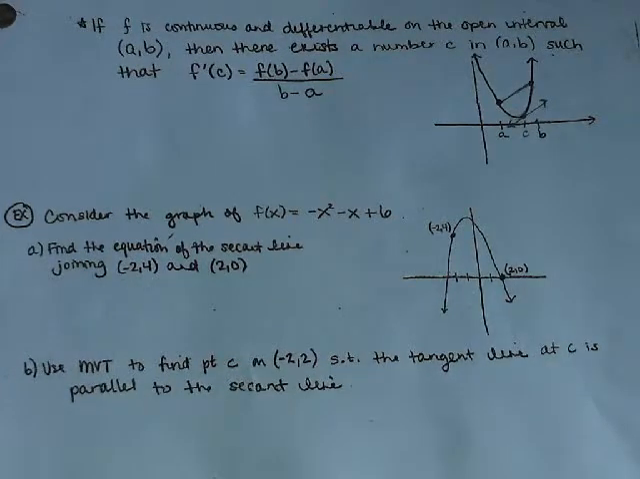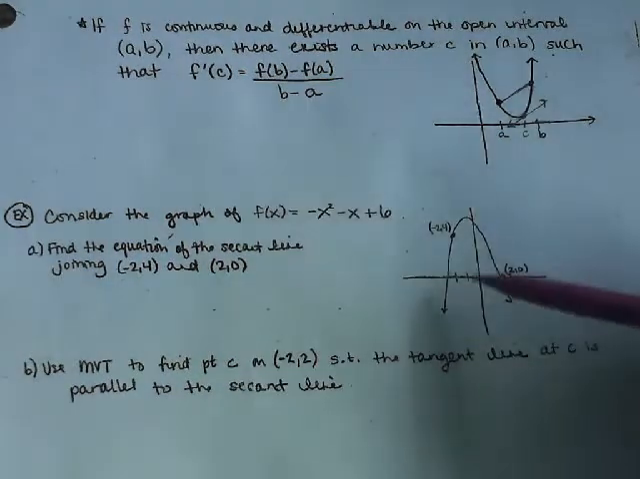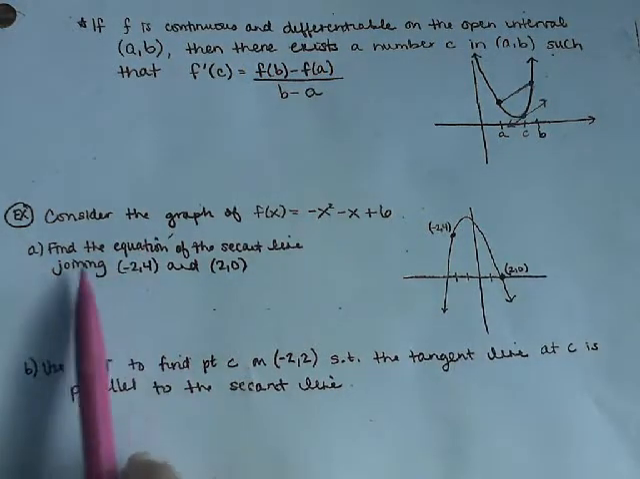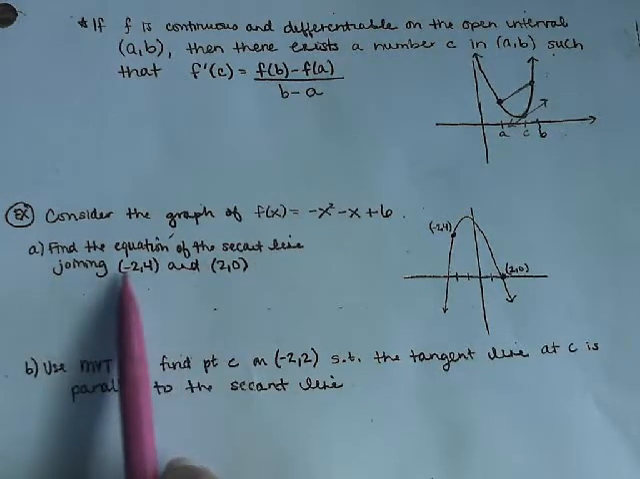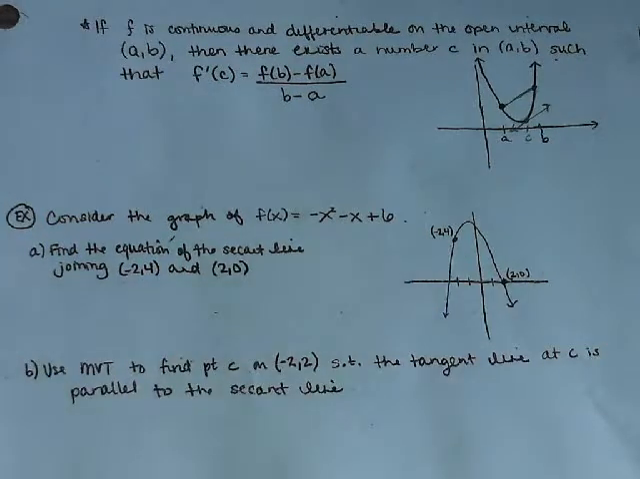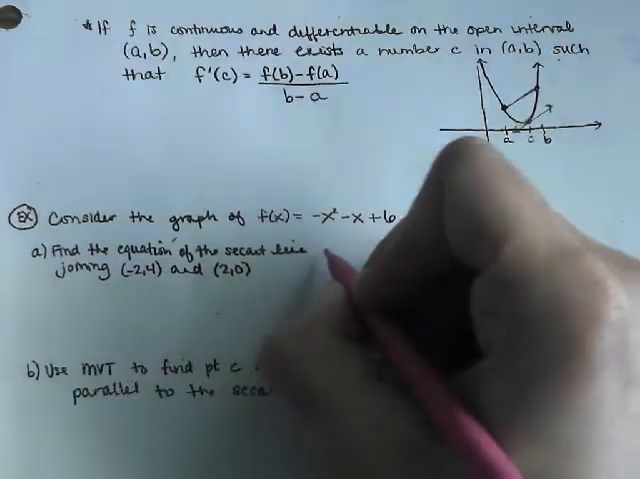So consider the function given here. And first and foremost, is this function continuous? Yes. Is it differentiable everywhere? Yes. Okay. So find the equation of the secant line joining negative 2, 4 to 2, 0. In order to write the equation of the line, we need two features, at least. What are they? To write the equation of a line. Slope and point. Good.